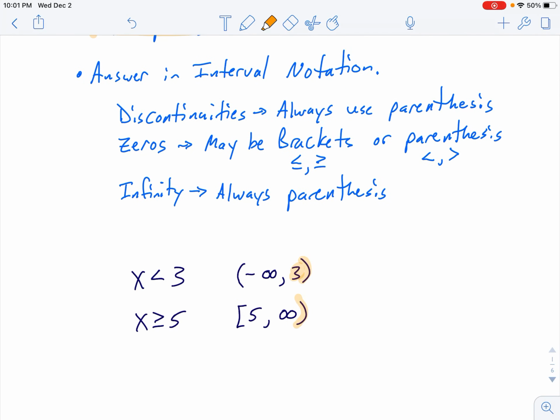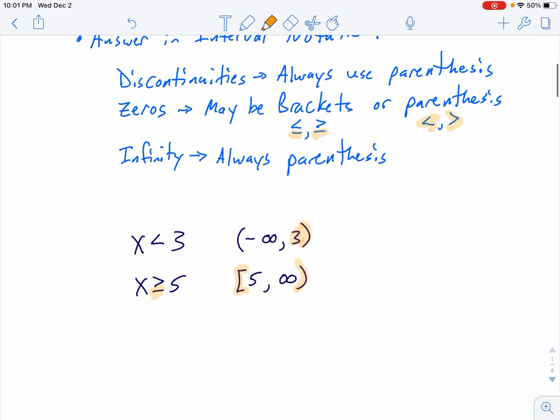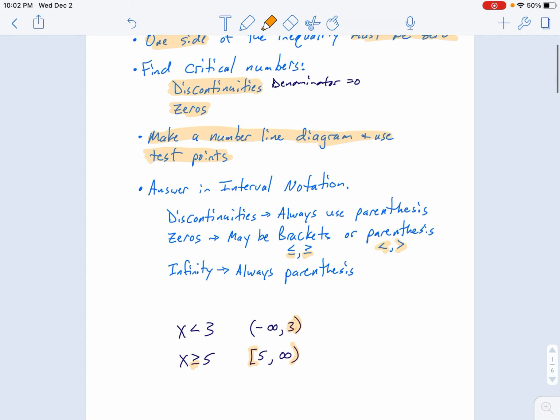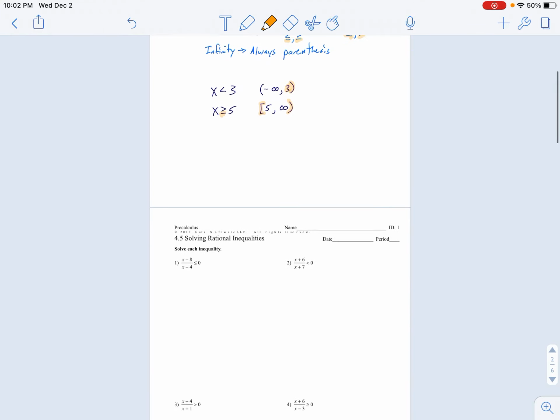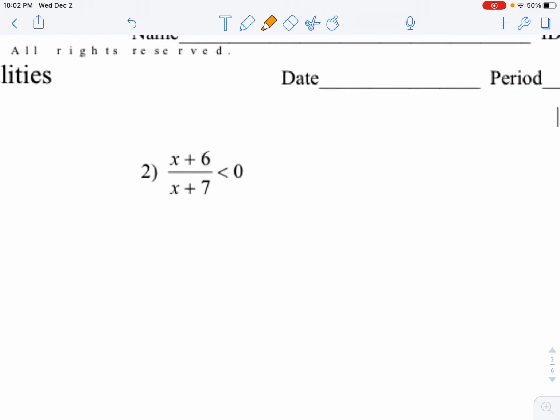Zeros, on the other hand, may be brackets or they may be parentheses. If a 0 has an equal sign attached to it, then we use a bracket, like here. And if there is no equal sign, then you just use parentheses. And again, infinity, always parentheses. Okay, if you have no idea what I just talked about, hopefully when I get through the examples, it'll start making sense. So let's look at number 2.